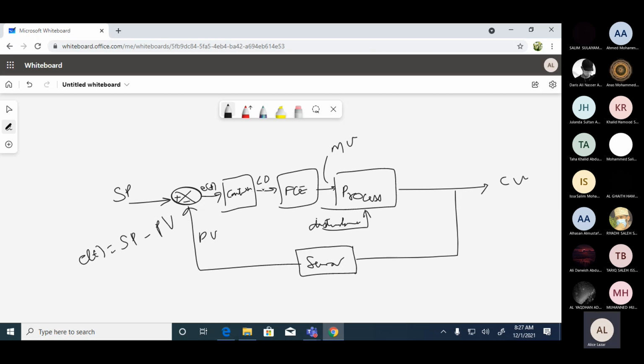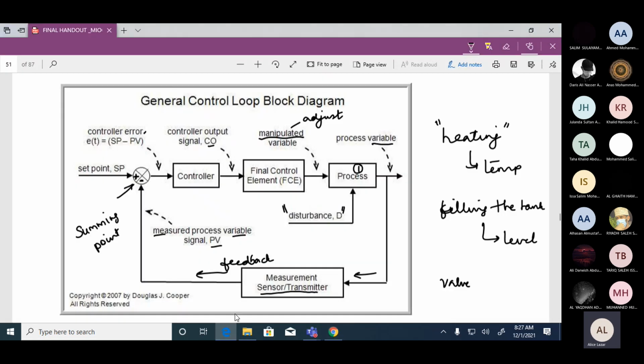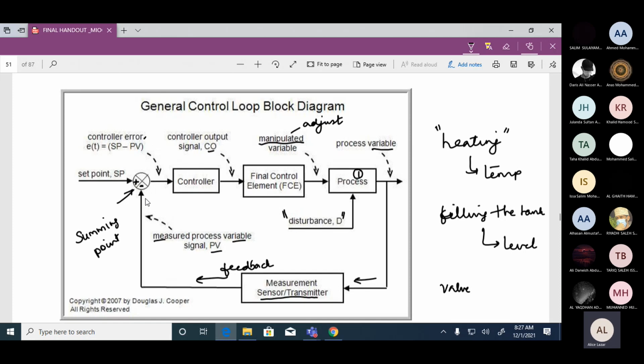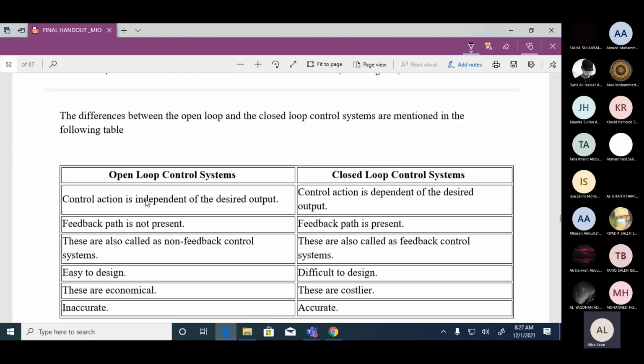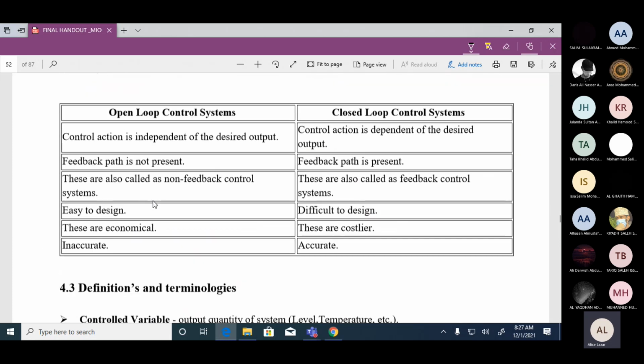Then the controller produces an output, which is the decision, which is implemented by the final control element, and the output of the final control element is called the manipulated variable. So the advantage of closed loop system is that it will always make sure that these two values are matching. Now let's look at the differences between closed loop and open loop.